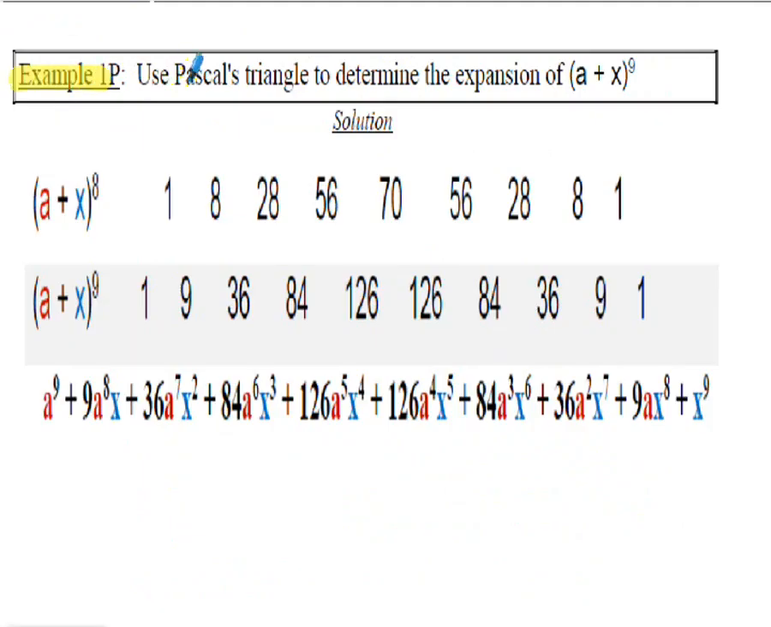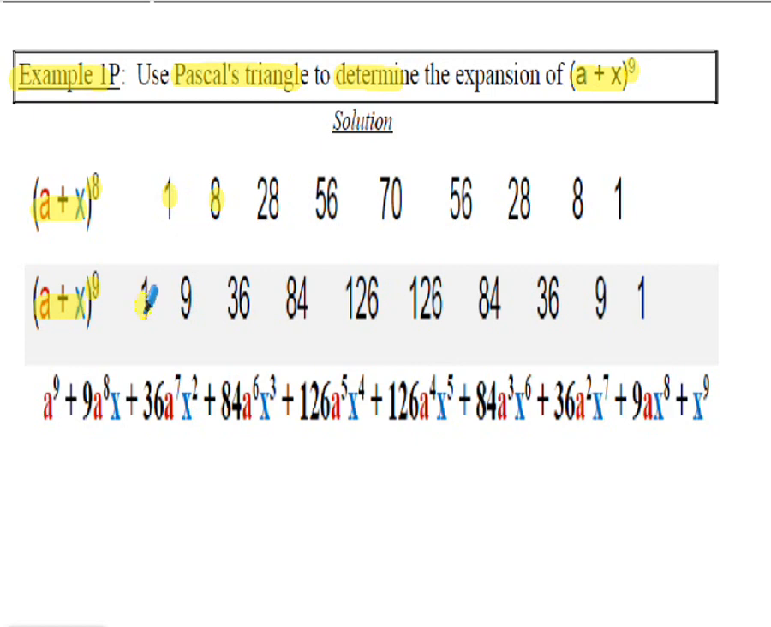Example 1p here. We're going to use Pascal's triangle to determine the expansion of a plus x to the power of 9. So we know from the previous table we did have an expansion a plus x to the power of 8, and these are the coefficients in Pascal's triangle that we have on that previous slide. Now we need to find the expansion of a plus x to the power of 9. So don't forget the way we can do this from item 5 of our patterns is to add the adjacent coefficients above to get the new coefficient for the expansion to the power 9.